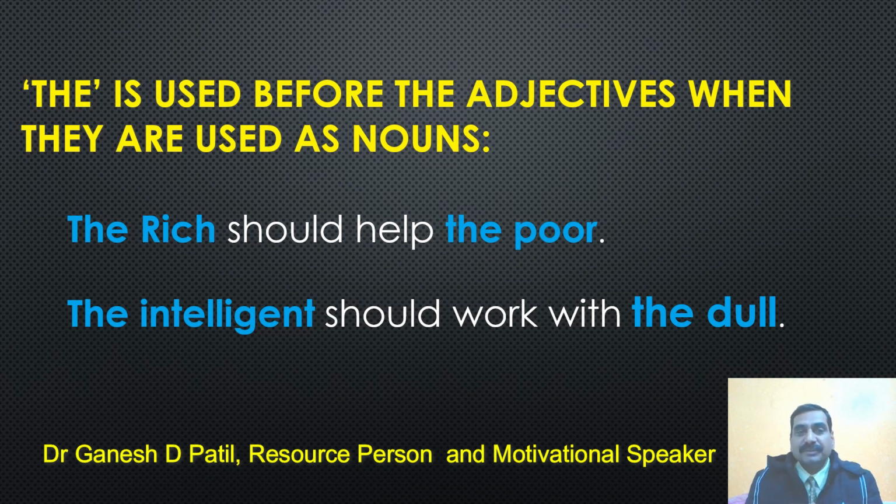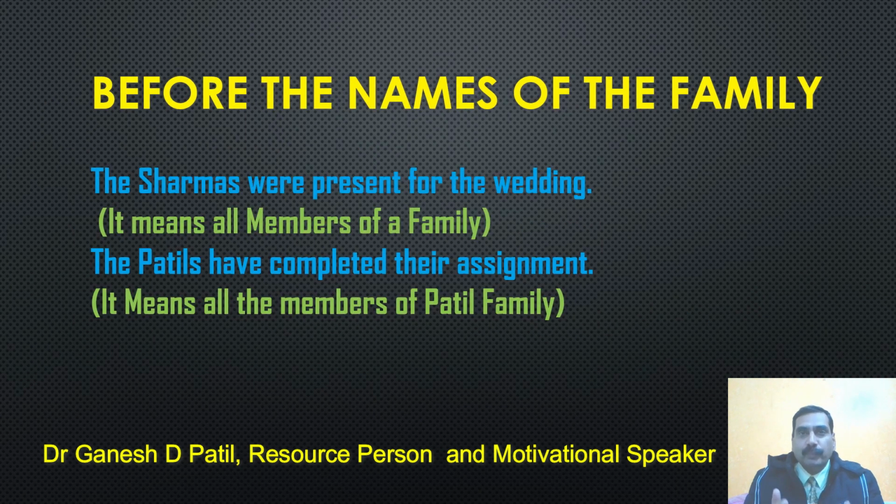See another example. The intelligent should work with the dull. Intelligent is an adjective used as a noun, and dull is also an adjective used as a noun, so both take the article the before them. When the plural of a surname is written to mean all members of that family, the article the is used before the plural of the surname of the family. For example, the Sharmas were present for the wedding. It means all the members of the Sharma family. The Patils have completed their assignment. It means all the members of the Patil family.